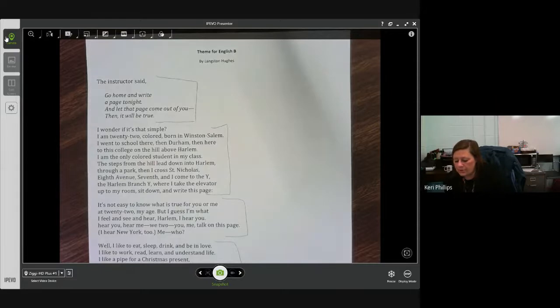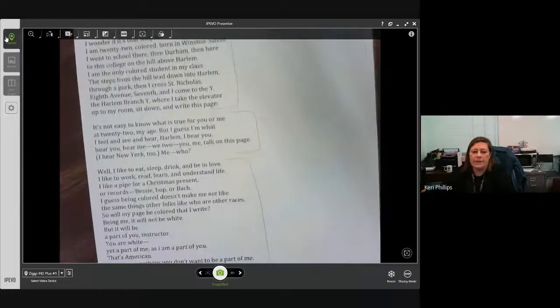I'm 22, colored, born in Winston-Salem. I went to school there, then Durham, then here to this college on the hill above Harlem. I'm the only colored student in my class. The steps from the hill lead down into Harlem, through the park, then I cross St. Nicholas, 8th Avenue, 7th, and I come to the Y, the Harlem Branch Y, where I take the elevator up to my room, sit down, and write this page.